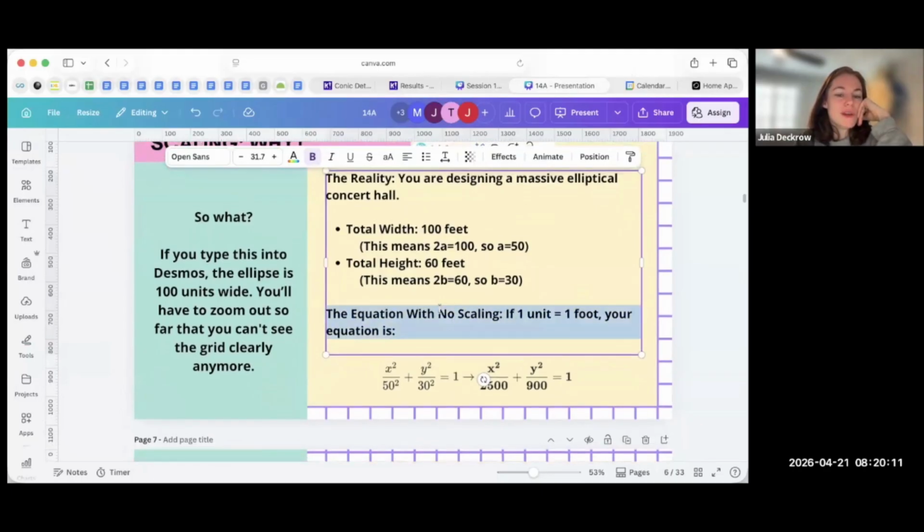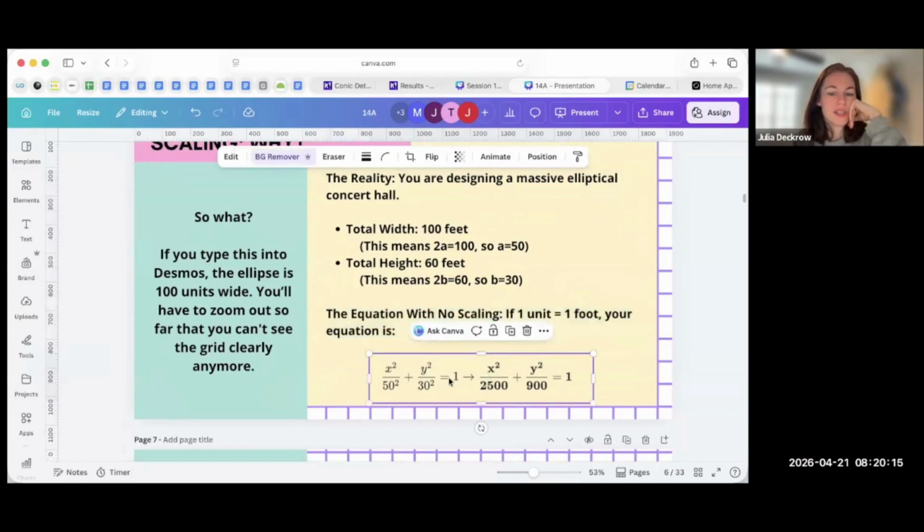So if you have an equation with no scaling, like one unit is 1 foot, then you'd have an equation like this with larger numbers, right? And I mean, there's nothing wrong with it. But if it's getting too difficult for you to draw or to include in the Desmos graph, you may want to consider scaling it down.